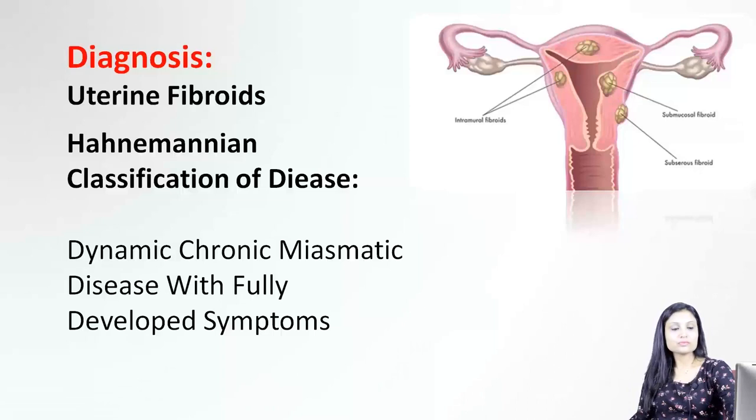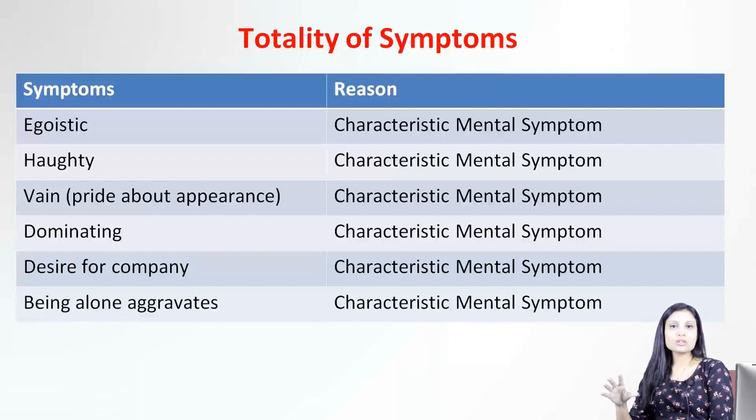Now this was the totality we took because her mental picture was so strong: egoistic, haughty, vain, dominating, a desire for company, and aggravation from being alone. This is the totality we took. And if you notice, all of them are mental symptoms. We have not considered any physicals here. So, I repeat, egoistic, haughty, vain, dominating, a desire for company, and aggravation from being alone.